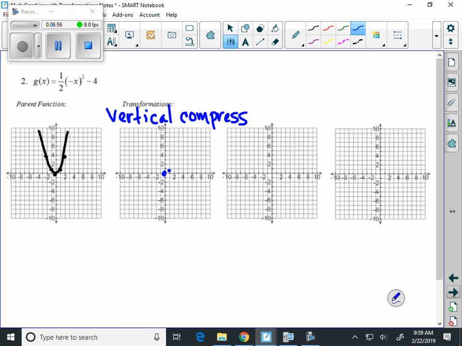We can see it a little bit better on the next point, because on our parent function, our next point is 2, 4. Well, the 4 is the vertical distance. We're going to multiply 4 times 1/2, and 4 times 1/2 is 2. So we're going to go 2 spaces to the right and 2 up.